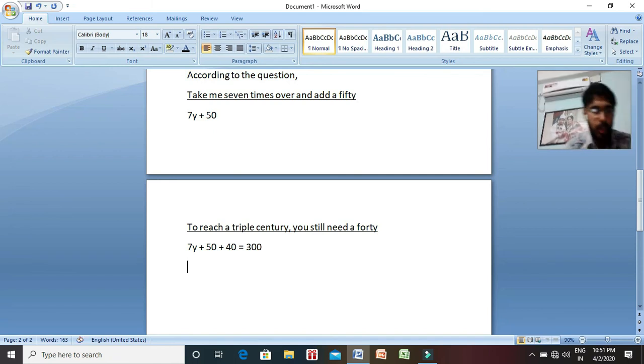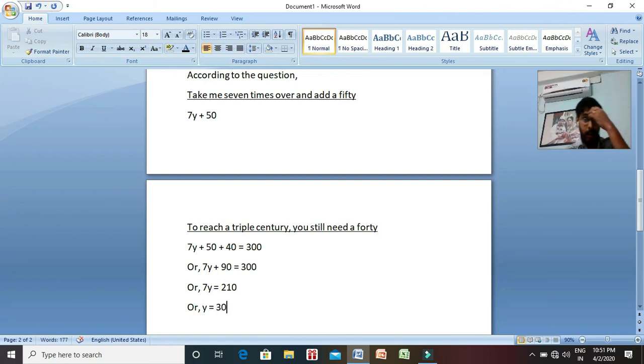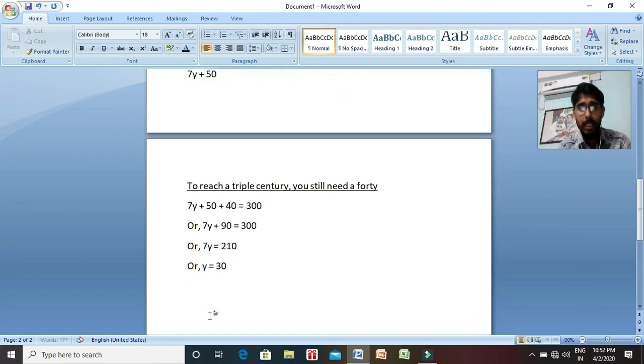So now all we need to do is figure out the value of y. 7y plus 90 shall be equal to 300, or 7y shall be equal to 210, or y shall be equal to 30. Okay, so that is the required value of the number y that we needed to find out.